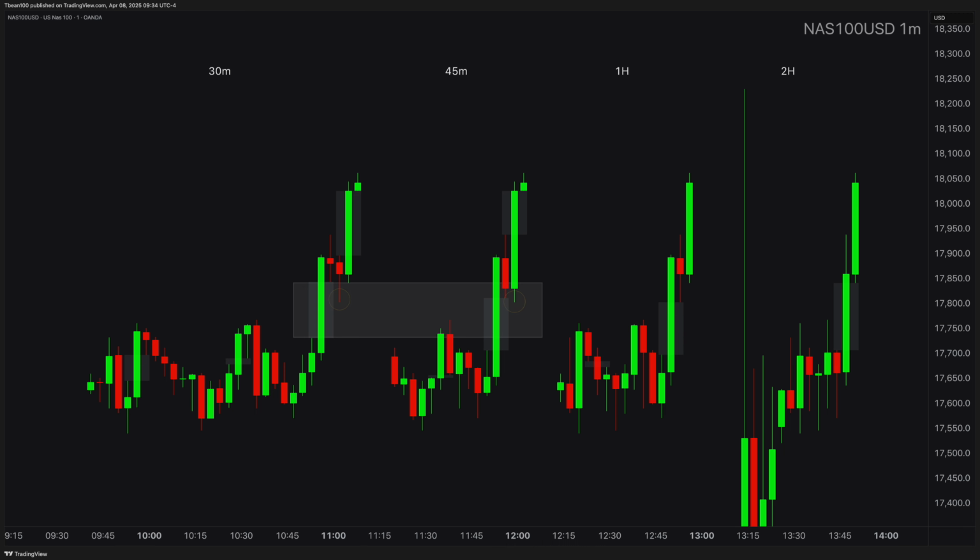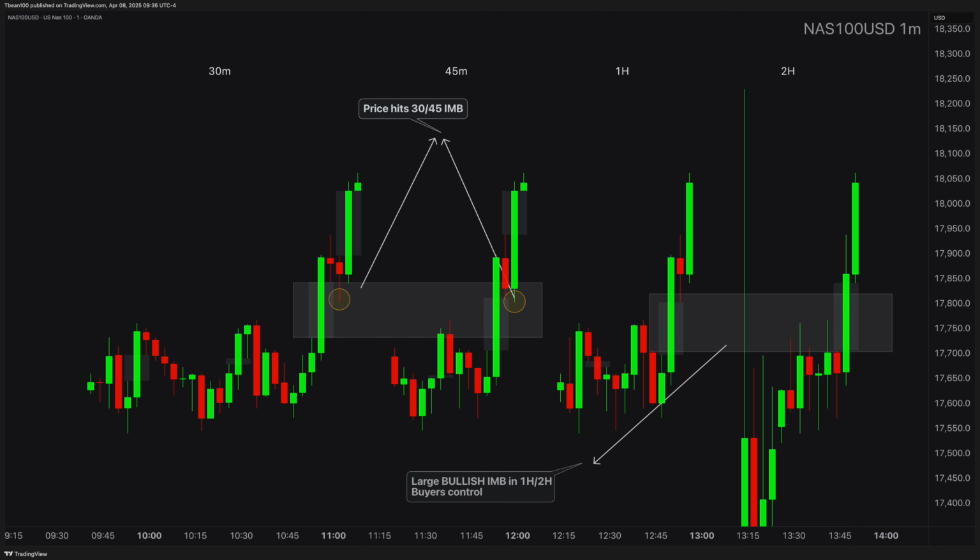As you can see right here, we have this multi-level imbalance area. Price rallies and pulls back into 30 and 45-minute imbalances. I know that this could be a great location for a rally start, an early start point to look for entries. If you check out 1 and 2 hour time frames, you will also notice full momentum imbalances. What are all these imbalances telling me? It tells me that buyers are in control here.